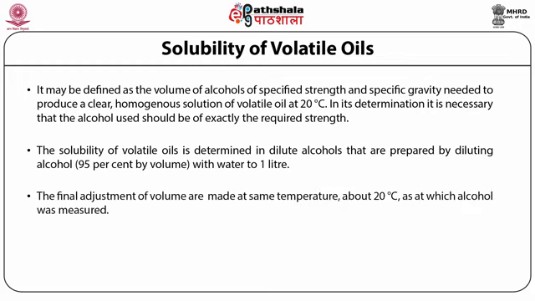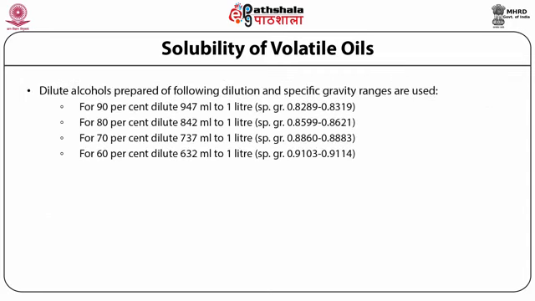The final adjustment of volume is made at the same temperature, about 20 degrees Celsius, as that at which the alcohol was measured. Dilute alcohols prepared of the following dilution and specific gravity ranges are used. So for 90% dilute, 947 ml are diluted to 1 liter, while for 80% dilute, 842 ml are diluted to 1 liter.